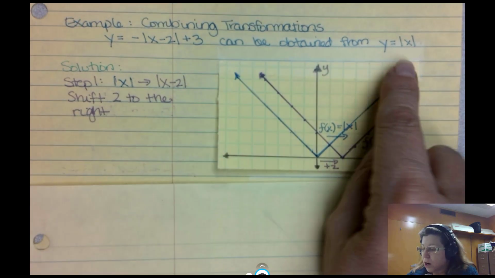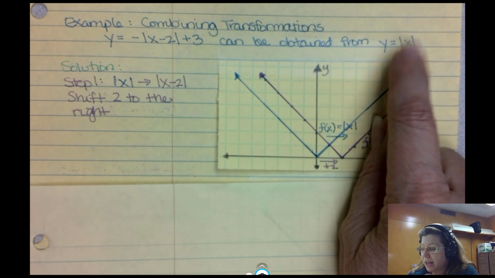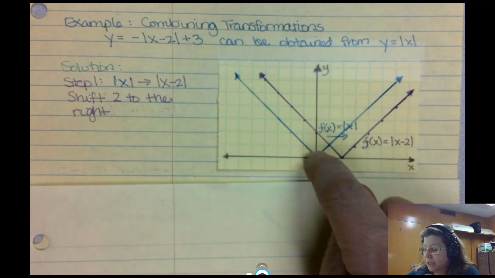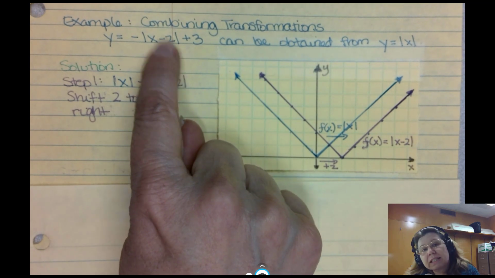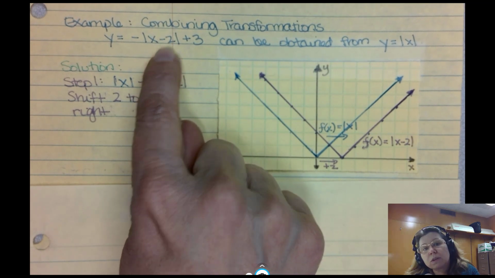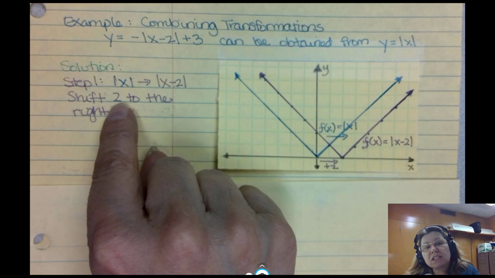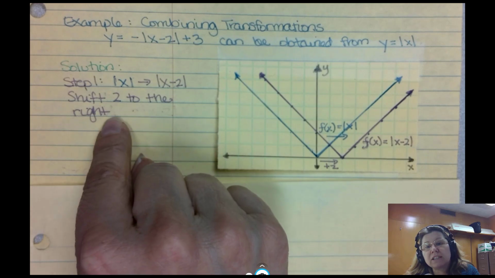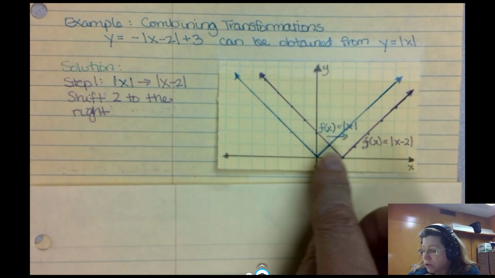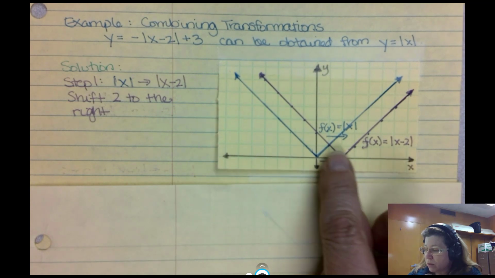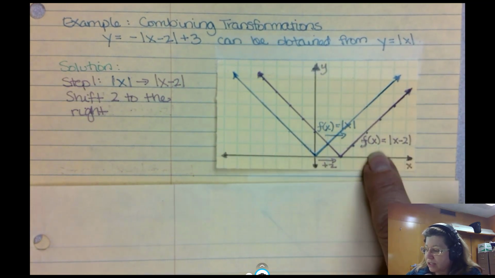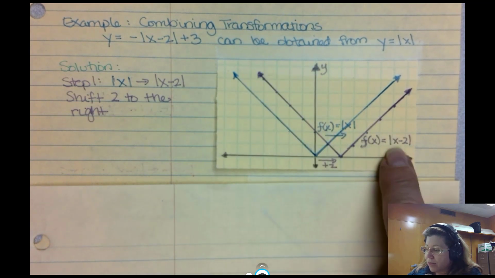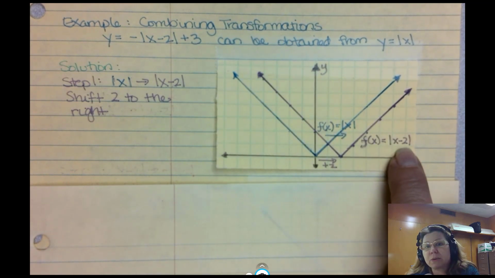So here's our original function, f of x. That's going to be the absolute value. The first thing I want to do is look at this inside minus 2. This inside minus 2 means, hey, shift everything to the right 2 spots. So I'm literally going to move every single point 2 to the right. And I get this new function, the absolute value of x minus 2.